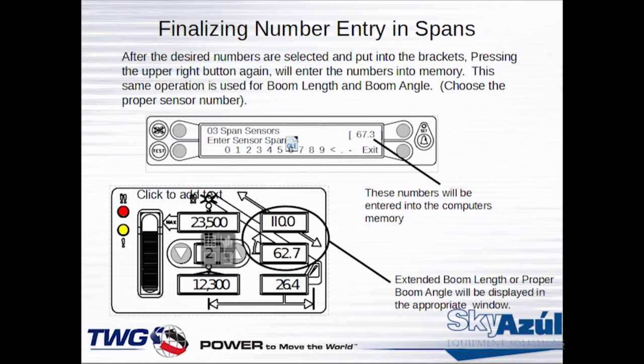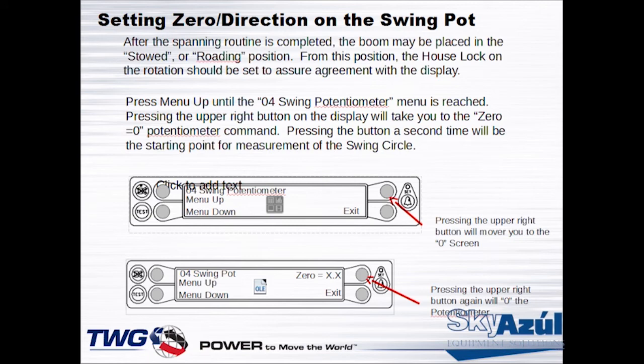So you see how you get to that? It's very easy. And it's fast too. We can go through this very fast. So we're going to take the swing, swing that around into the house lock position and throw the house lock. Go into menu number 4 for swing potentiometer. With it locked into position, we're going to 0 that.